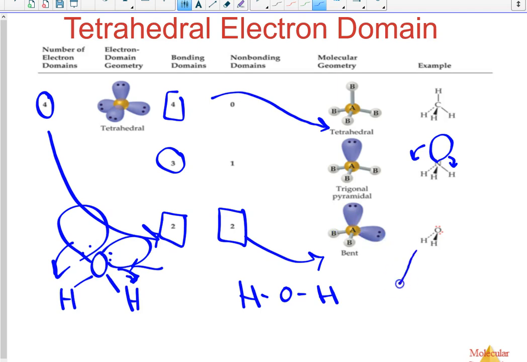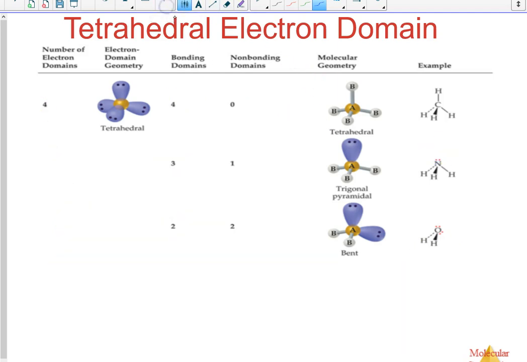All right, we've probably never talked about these, maybe we have, but the dashes and the wedge, that's showing you perspective. You can look at it either way. The wedge is coming at you and the dash is going away from you, or vice versa. It doesn't matter. So what you need to know from this slide are these 3 structures that can come from 4 electron domains: tetrahedral, trigonal pyramidal, and bent.